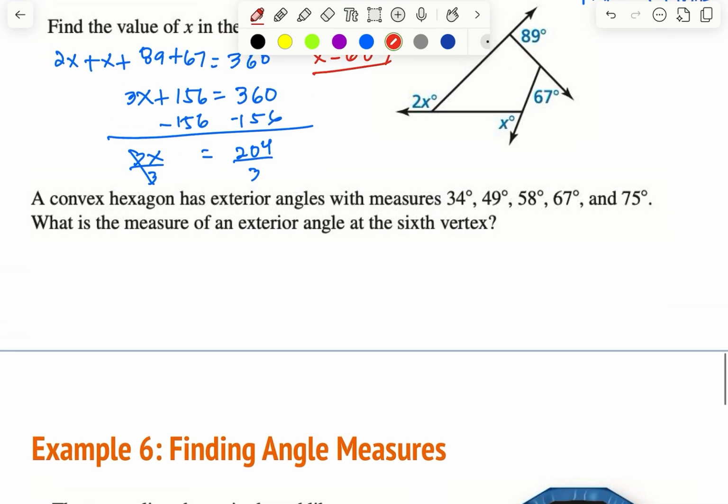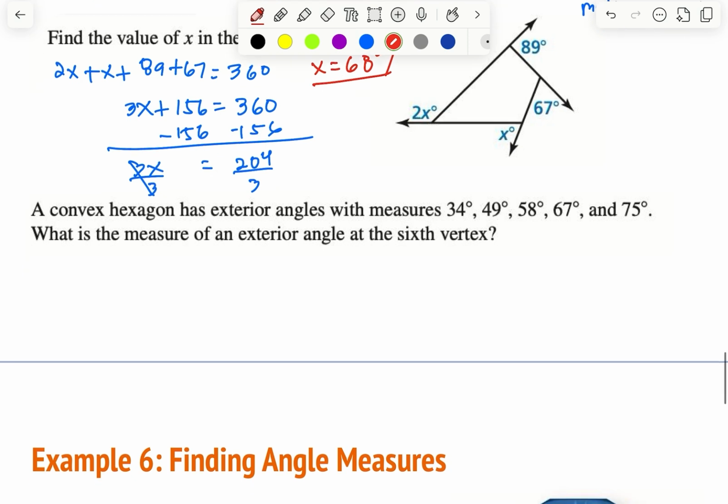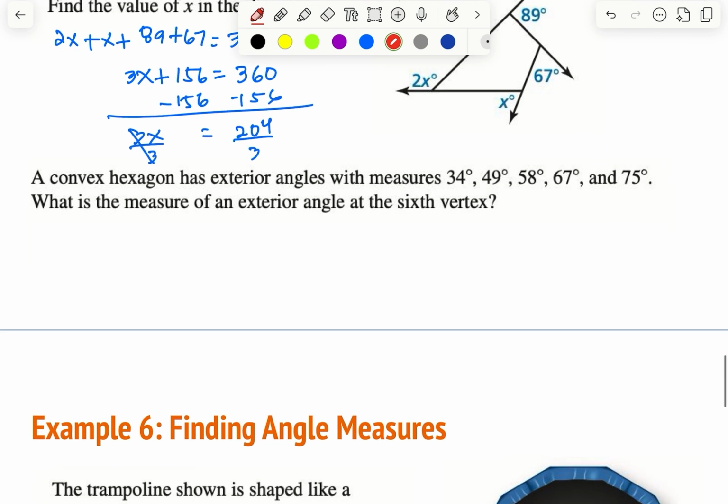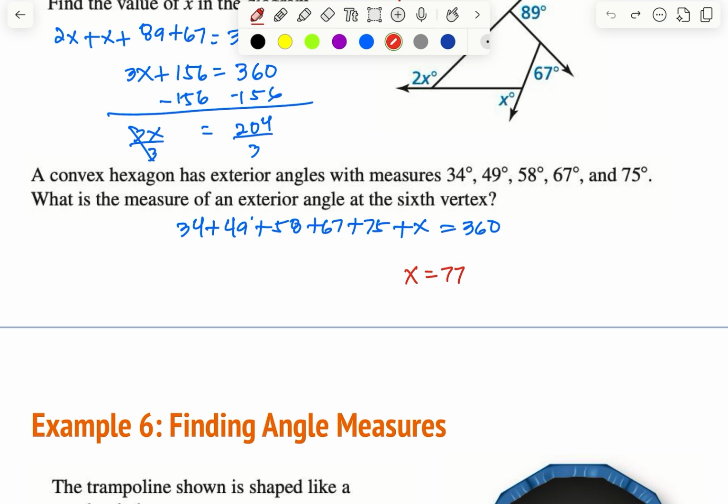Alright. A convex hexagon has interior angles with measures 34 degrees, 49 degrees, 58 degrees, 67, and 75 degrees. What is the measure of an exterior angle at the 6th vertex? On this one, we have 34 plus 49 plus 58 plus 67 plus 75 plus x, where x for the 6th vertex, is equal to 360 degrees. And on this one, I get an x of 77 degrees.